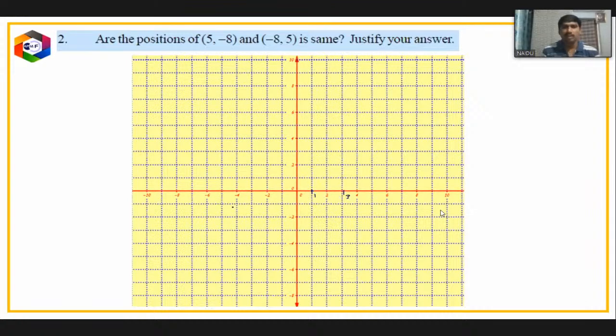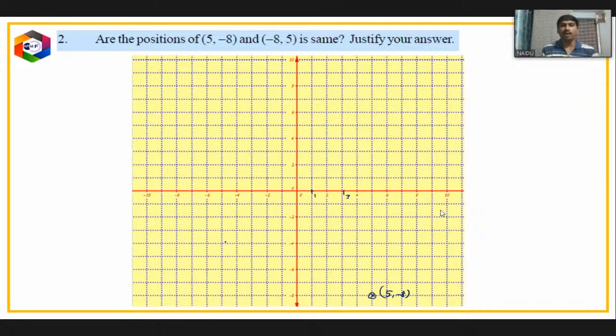So now the question is (5, -8). From the origin, toward the positive direction of the x-axis, find it. This is 2, 4 and this is 6. So in the middle this will be 5. And now toward the negative direction of the y-axis, minus 8 units. So 8 units, where will it be? This will be the point (5, -8).